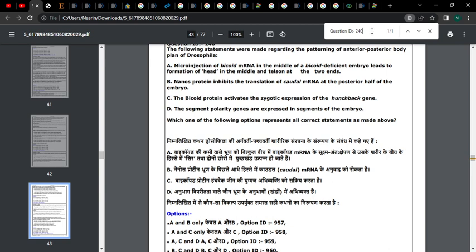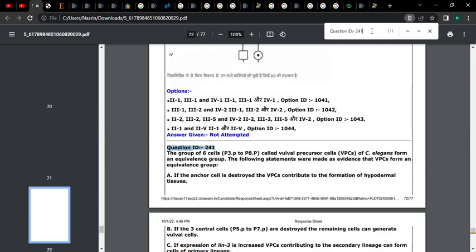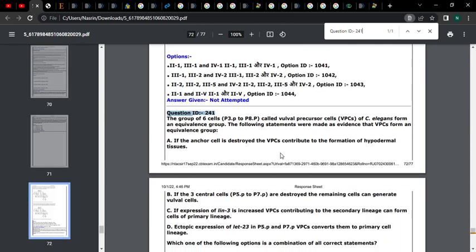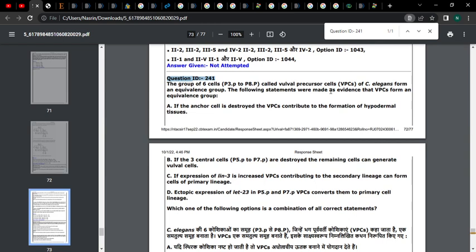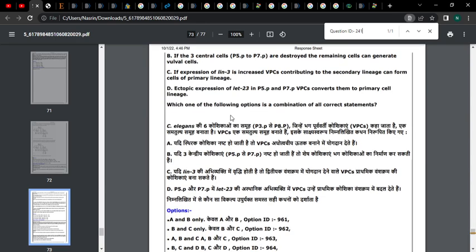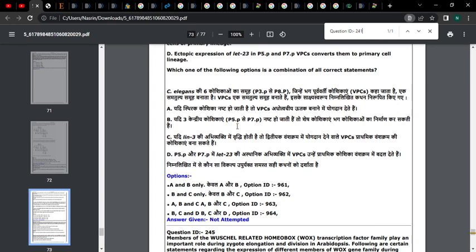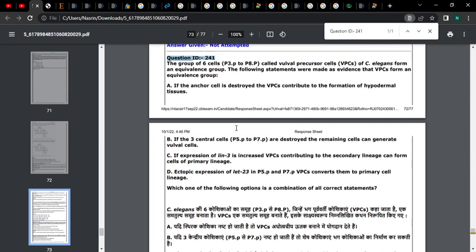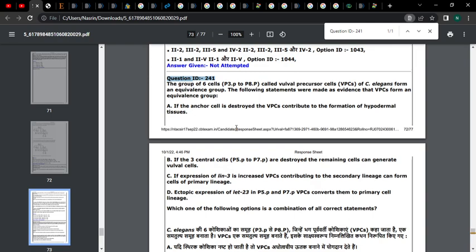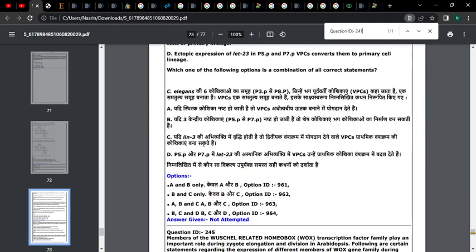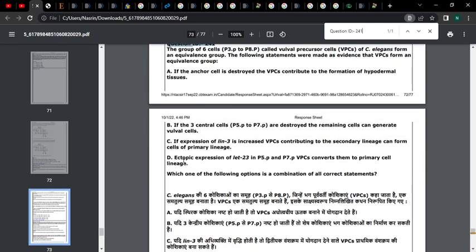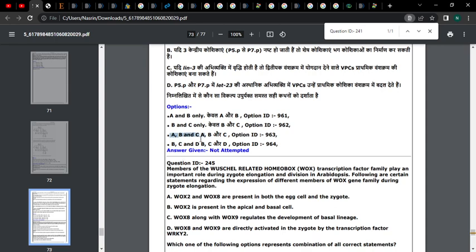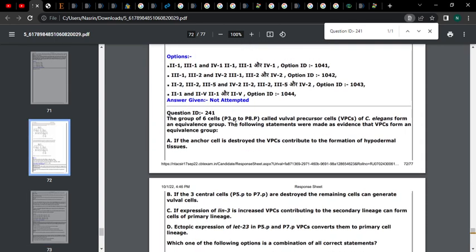Okay, so the next question is question number 241. Here they mention that a group of cells called vulval precursor cells of the C. elegans form an equivalence group. The following statements were made as evidence that VPCs form an equivalence group. For this question they say 962 is the right option, that is, option B and option C are correct, but option A is also correct, friends. A, B, C is the correct option.